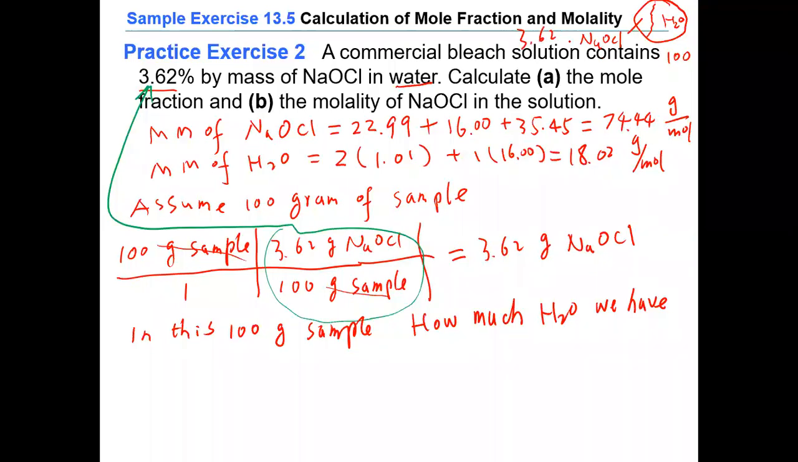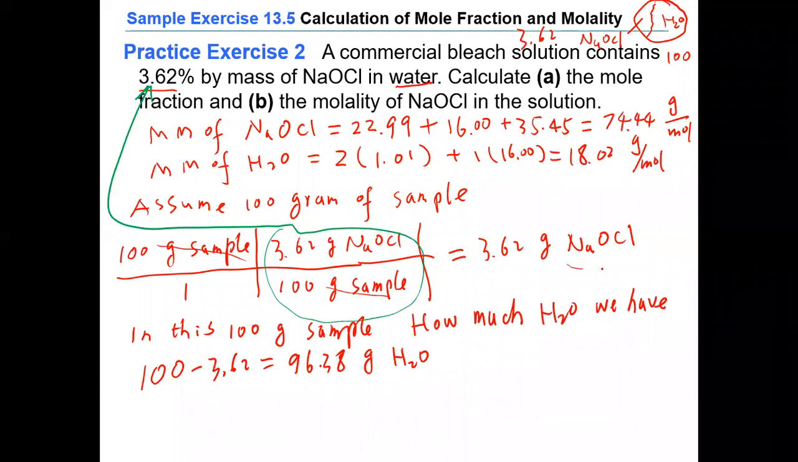So how do you find the mass of H2O? Oh, you multiply it by 100 minus 3.62%. Okay. Yeah, so you just take 100 minus 3.62, that will give you 96.38 grams of H2O. Okay, so we have two components.